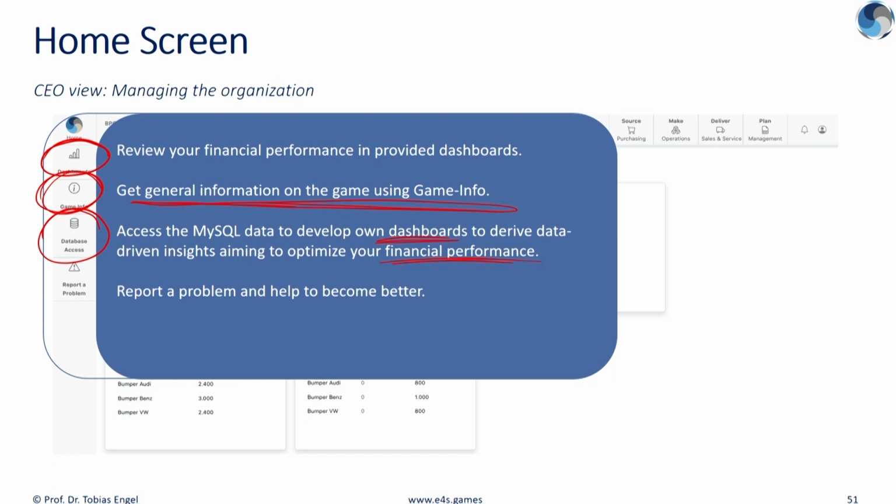If there's a problem, please click on the report a problem button. Just write something in there. You can add your email address if you want to have feedback. If you just want to give us the information that there's a problem and you have an issue, we would be very happy if you can report that problem to us to help us become better.